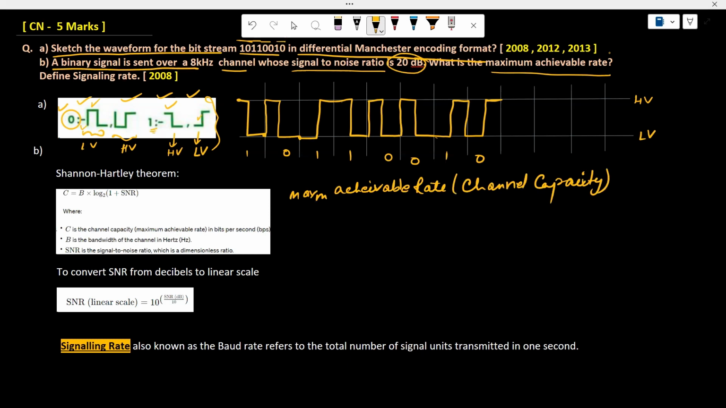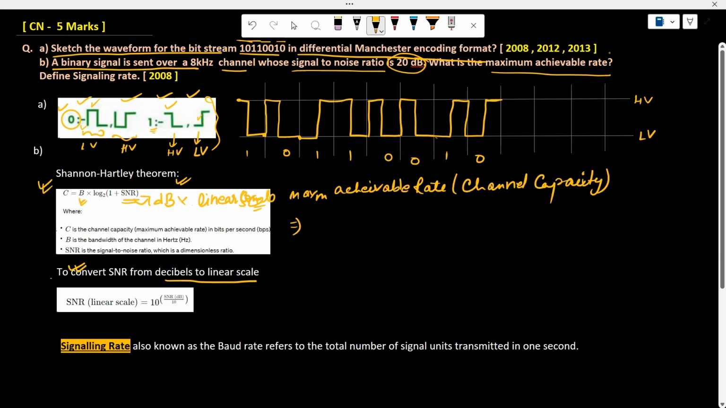To solve this question, we need to know this formula, the Shannon-Hartley theorem. The channel capacity C is equal to B, that is bandwidth, into log base 2 of 1 plus signal to noise ratio. But the signal to noise ratio is not in decibel; rather it's a linear scale value. To convert from decibel to linear scale, we have another formula. Let's put the values one by one.